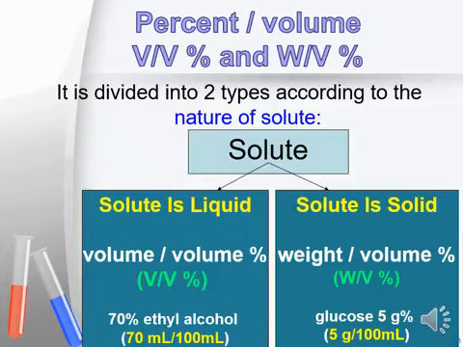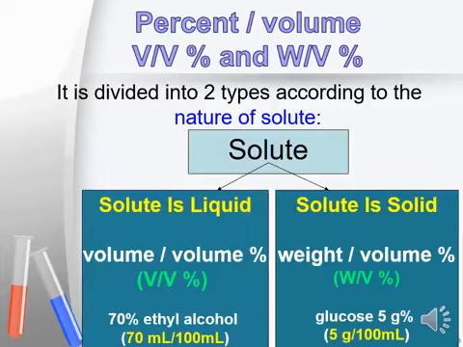Glucose 5 gram percent means that I dissolve 5 grams of glucose, which is represented in weight, in 100 milliliter solution. Glucose 5 gram percent means that I dissolved 5 grams of glucose in 100 milliliter solution, and we know that solution is the addition of solute and solvent together.